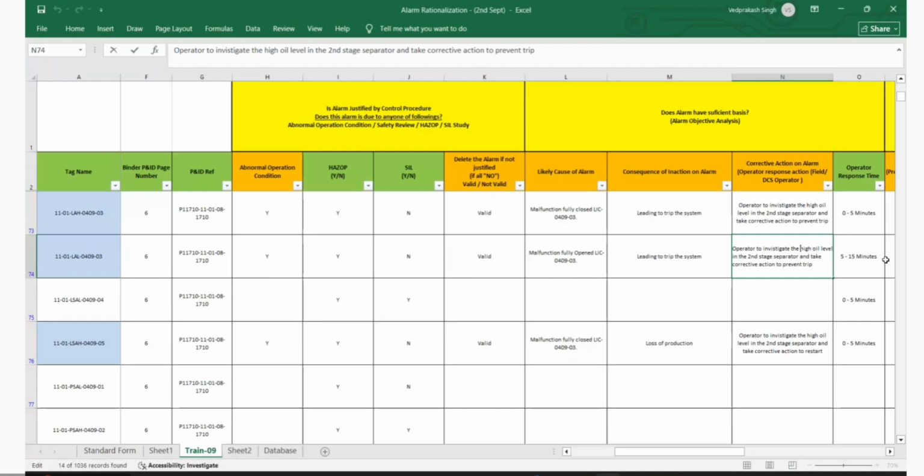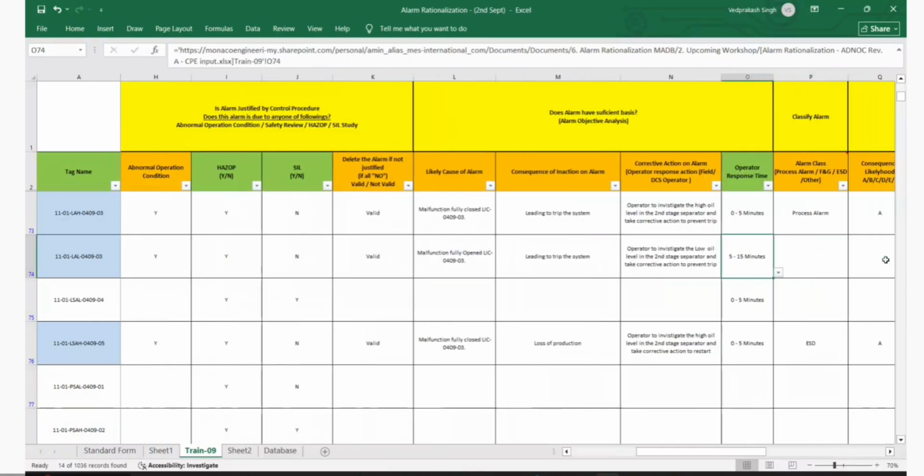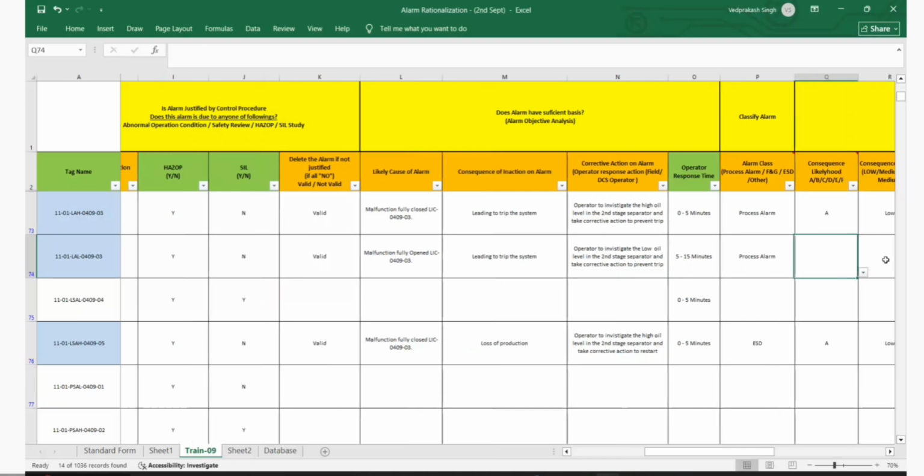Investigate the low water level. This is low level in the second separator. Take action to prevent trip. This is correct, because this is alarm. And what is the response time? Low to low. Yeah. 2 minutes, I think. Yeah. Around 2 minutes. Yeah. So immediate 0 to 5.